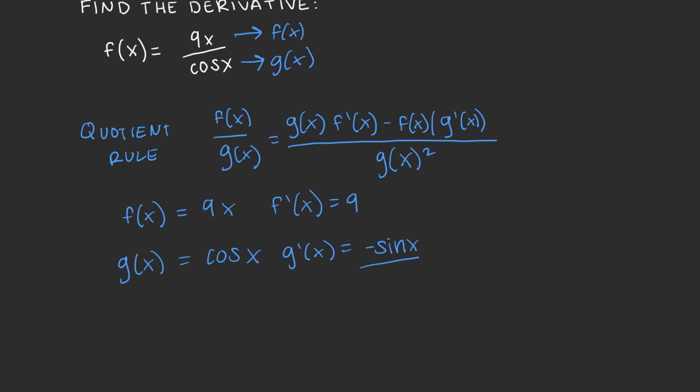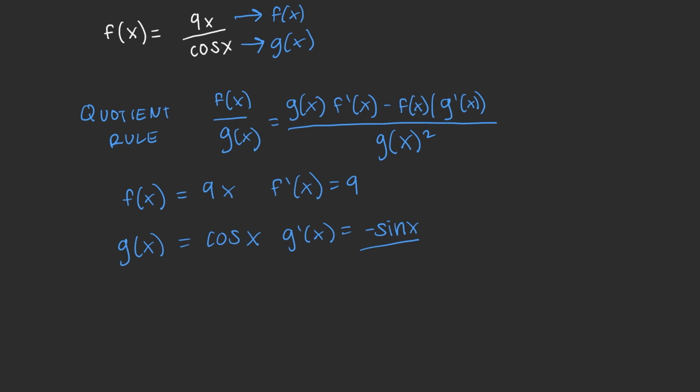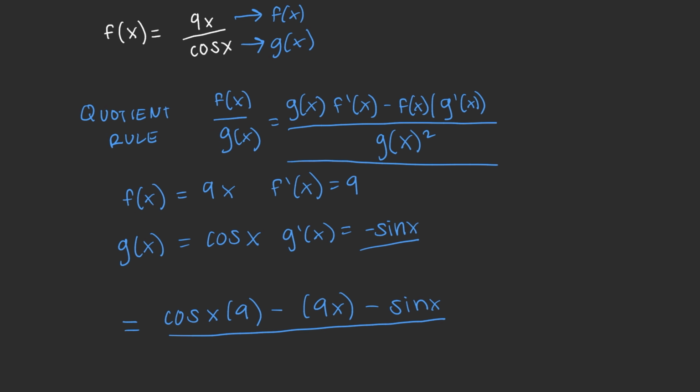Remember, we went over this in our previous question. And now it's just about plugging everything in. So we're just going to use this formula and plug in everything. So we're going to have cosine x times 9 minus 9x times negative sine x over cosine squared x.